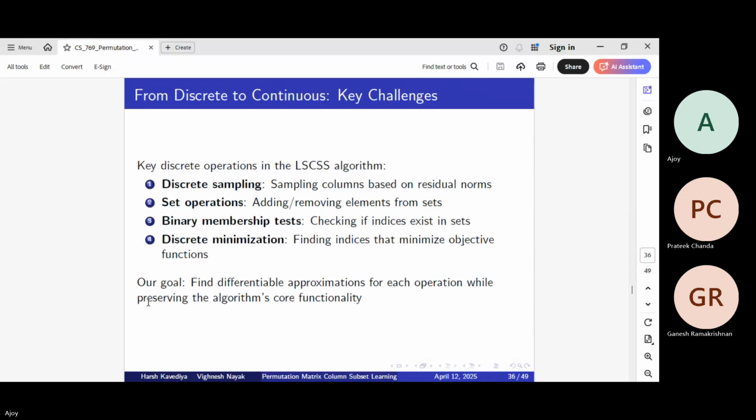So this is a summary of the key discrete operations in the algorithm that I showed you before.